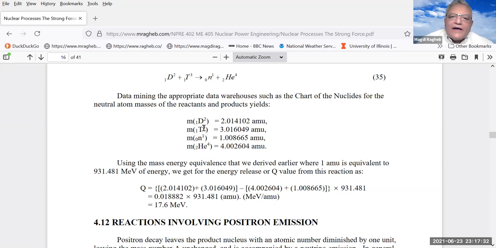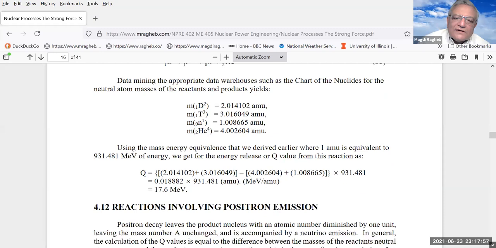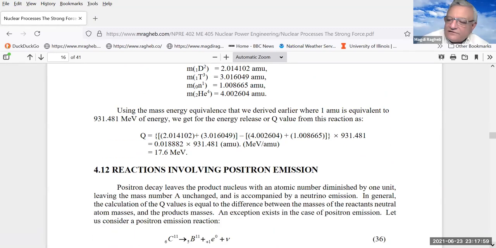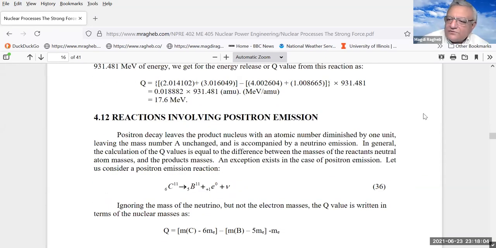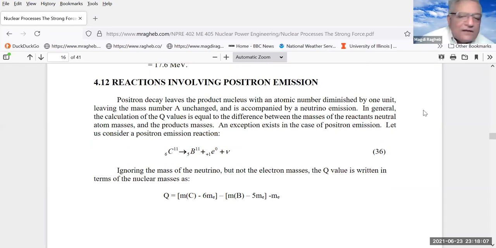So we can go to the chart of the nuclei that gives us not the masses of the nuclei. Remember, the reactions are between the nuclei, but they give us the masses of the neutral atom, so it includes the masses of the electrons. We can simply assume that the electrons cancel, which they do, using data from the chart of the nuclei. However, in some reactions that are not binary reactions, obviously, we have to take into account not just the mass of the electron, but the binding mass of the electron.